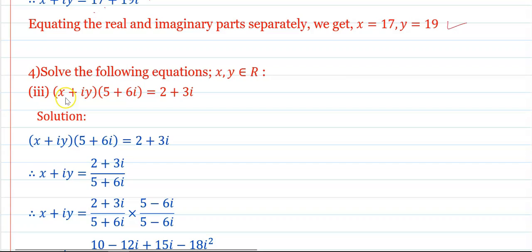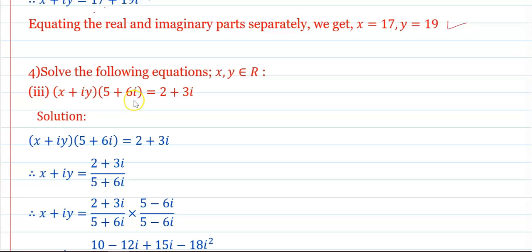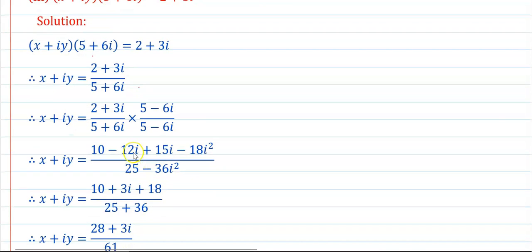Next, again solve. (x plus iy) into (5 plus 6i) is equal to 2 plus 3i. Here it is multiplied, so it will become divide. Now next, to evaluate this, multiply numerator and denominator by the conjugate of the denominator. The denominator is 5 plus 6i, so we multiply by 5 minus 6i, therefore 5 minus 6i upon 5 minus 6i.